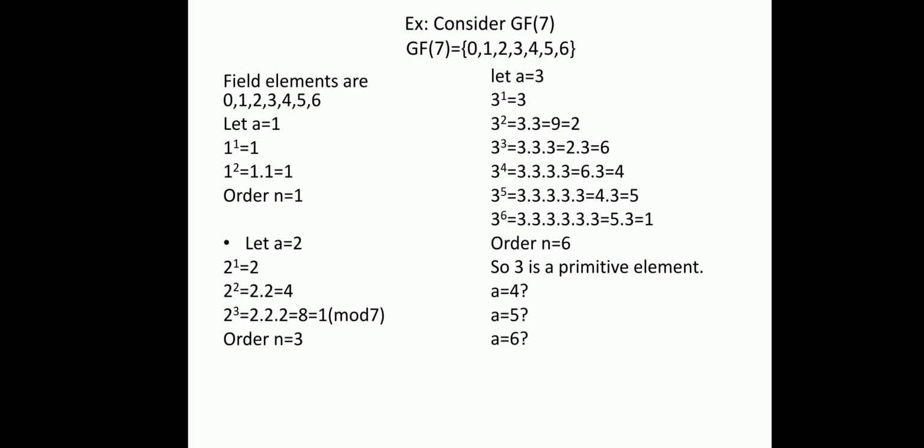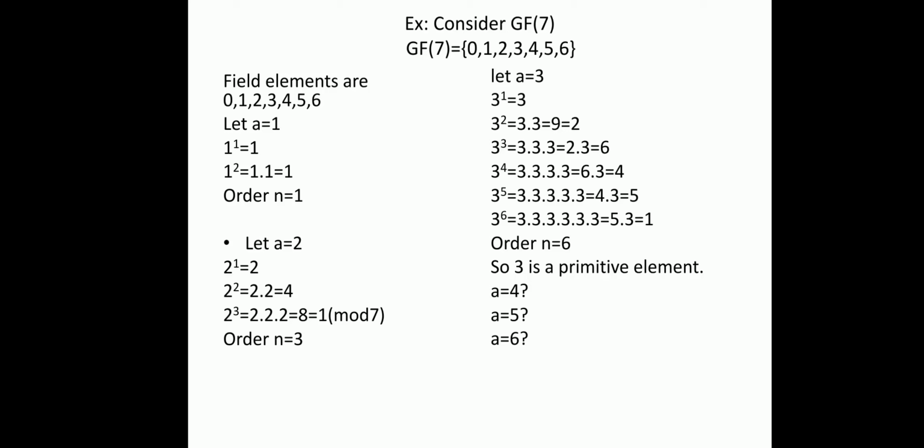So 18 is more than 7, so you need to find 18 minus 7, which is 11. 11 minus 7 is 4. Then 3 raised to 5 is 4 into 3, that is 12 minus 7, that is 5. Then 3 raised to 6 is 5 into 3, that is 15. 15 minus 7 is 8. 8 minus 7 is 1. So we can say that 3 raised to 6 is equal to 1. That means the order of this element is 6, n equal to 6 itself.